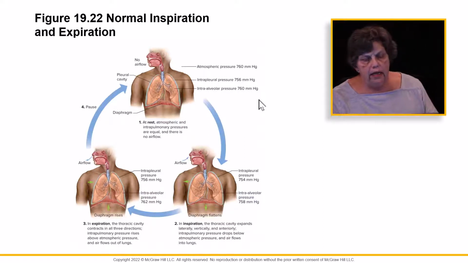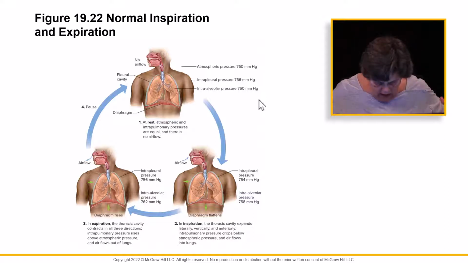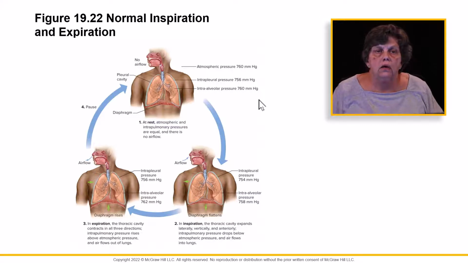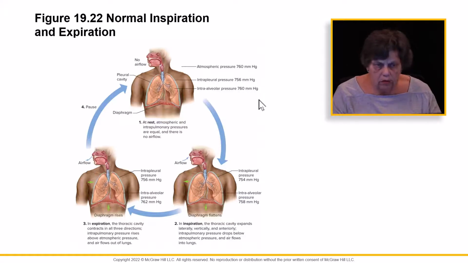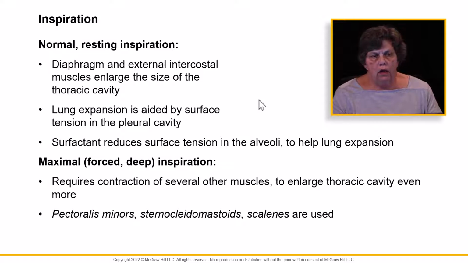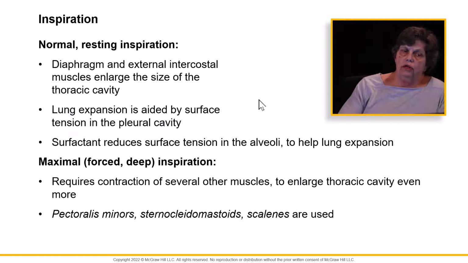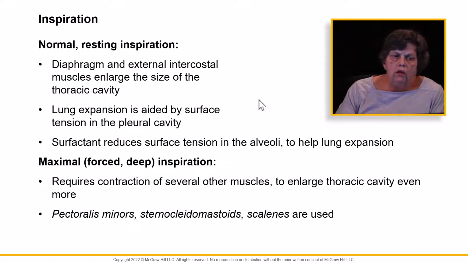When we exhale, it's exactly the opposite. The cavity contracts, which now raises the pressure in this cavity, and we breathe out. Simple thing, okay? Now, normal inspiration, we're going to use the diaphragm, and we're going to use those external intercostal muscles to enlarge that cavity. We know where these are, all right?